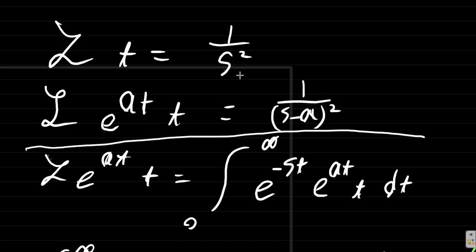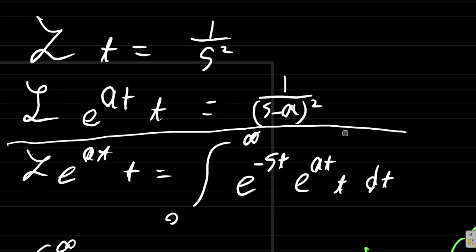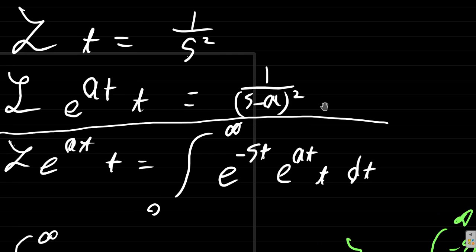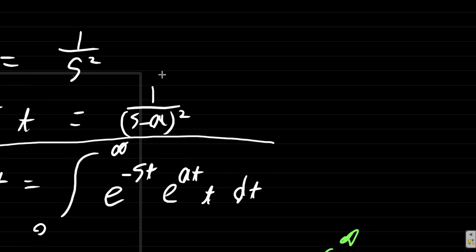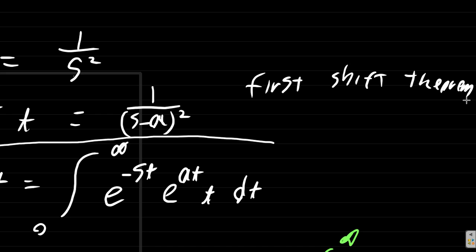Now, notice we have the Laplace transform of t becomes 1 over s squared. But the Laplace transform of e to the at times t becomes 1 over s minus a squared. So s is replaced by s minus a. Now, there's a certain name for this. This is a result from what you call the first shift theorem. Alright? The first shift theorem.